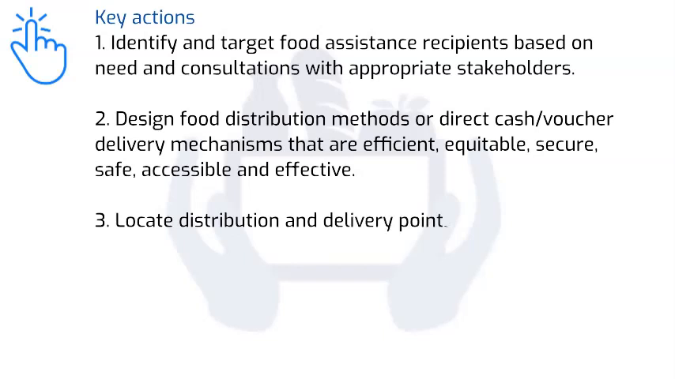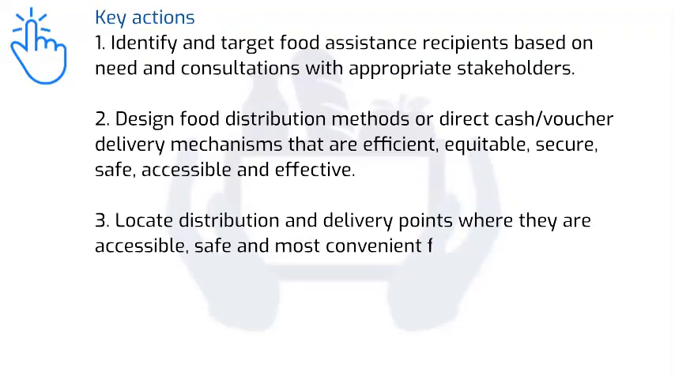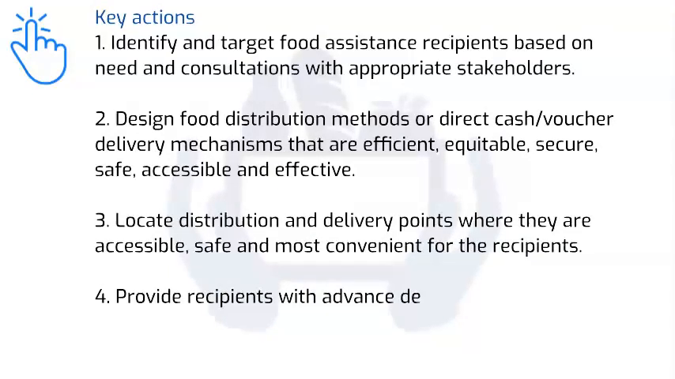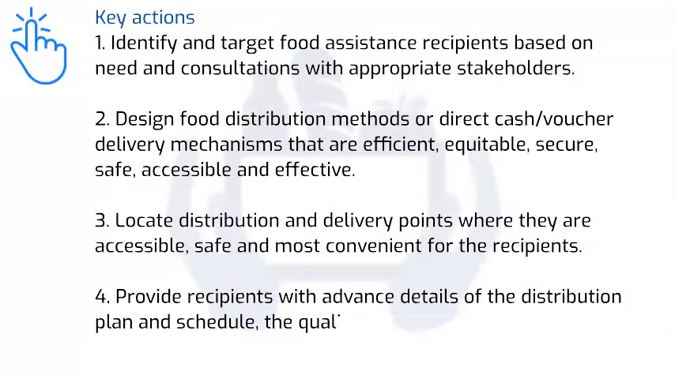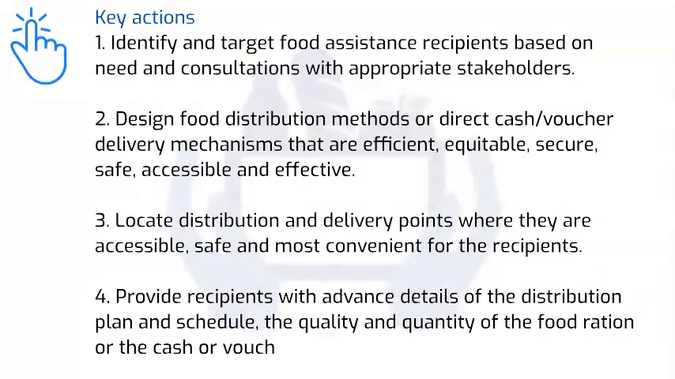3. Locate distribution and delivery points where they are accessible, safe, and most convenient for the recipients. 4. Provide recipients with advance details of the distribution plan and schedule, the quality and quantity of the food ration or the cash or voucher value, and what it is intended to cover.